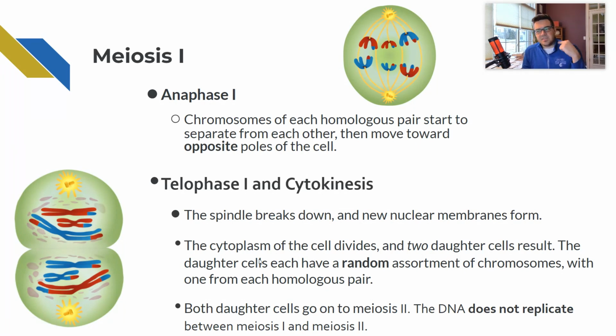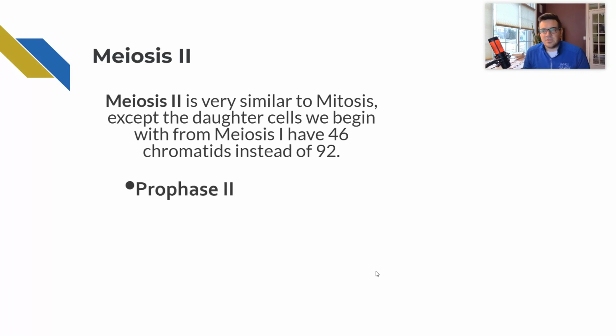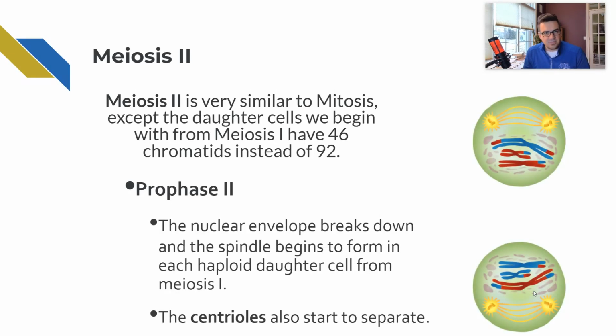But that process that begins right here in telophase 1 and cytokinesis immediately gets reversed in our next phase, which is the first phase of meiosis 2. So we have prophase 2, where that nuclear envelope we just started building starts breaking back down again.